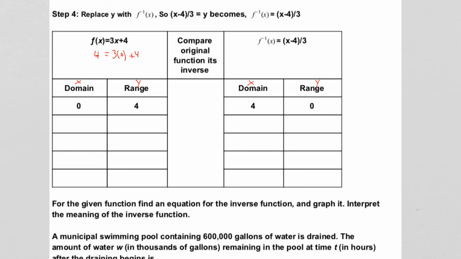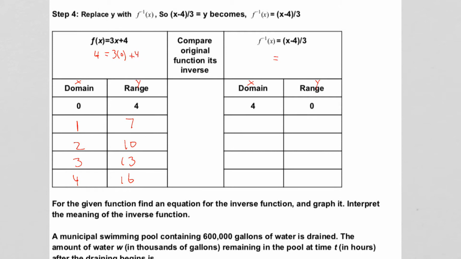So let's just try some other numbers. What about 1? If I put 1 in for x, 3 times 1 plus 4 is 7. How about 2? 3 times 2 is 6 plus 4, I get 10. And what about 3? 3 times 3 is 9, plus 4 is 13. Let's try 4. 3 times 4 is 12, plus 4 is 16. So if I did this correctly, my inverse should basically flip these around. Let's see if that is what happens.